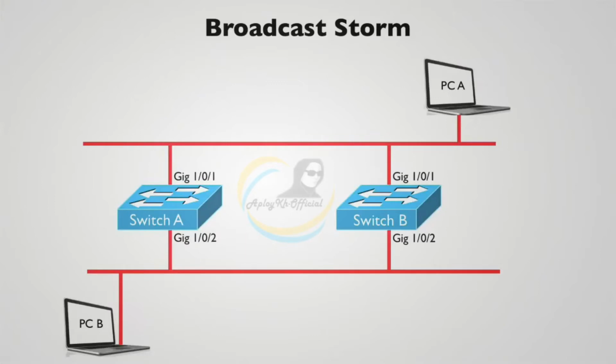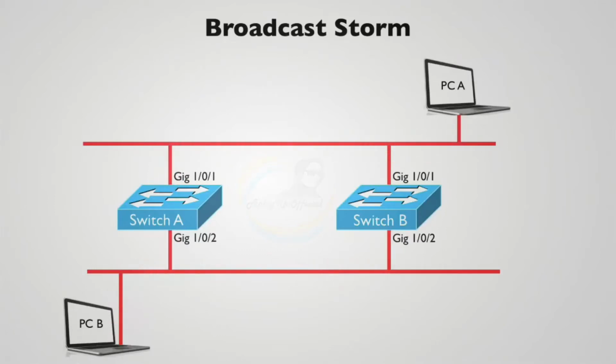In our case, PCA is sending a broadcast frame out on that top network segment. That's going to be flooded out of the bottom port on both switches. Poor PCB gets a couple of copies of that, and it floods back through the switches, and PCA gets a couple of copies of the frame as well, and this just repeats itself. We have a broadcast storm.